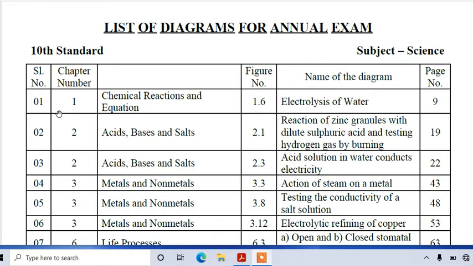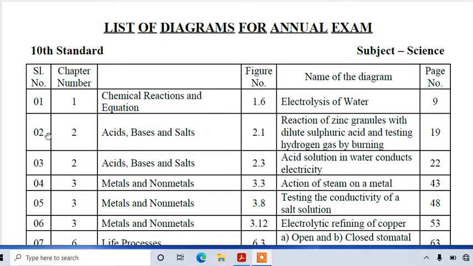So today we are going to discuss some of the important diagrams from your science subject, and this is especially for the Karnataka State Board students. So please go through this video once and practice the diagrams carefully and neatly so that in your exam you can score good marks from the diagram section. So let's start with the discussion.